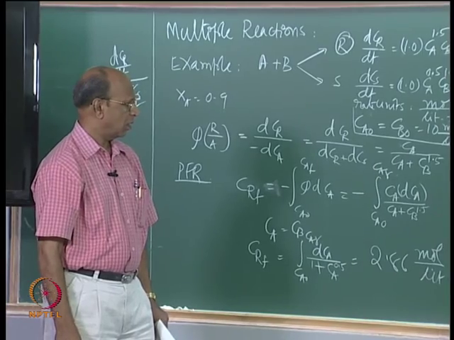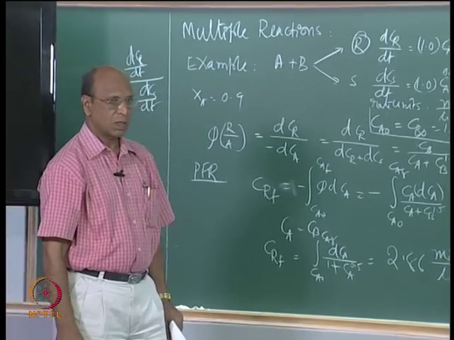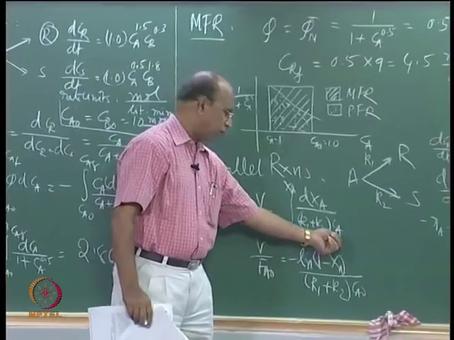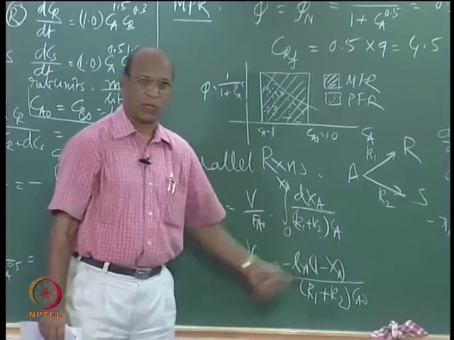When you express it in terms of CA, you should have minus dCA by rate. But I am expressing in terms of XA. What is wrong? I have written here dXA by minus RA, which I have written in terms of CA. You convert that in terms of XA, then only you have to integrate. Otherwise, write the equation in terms of CA and then again integrate.